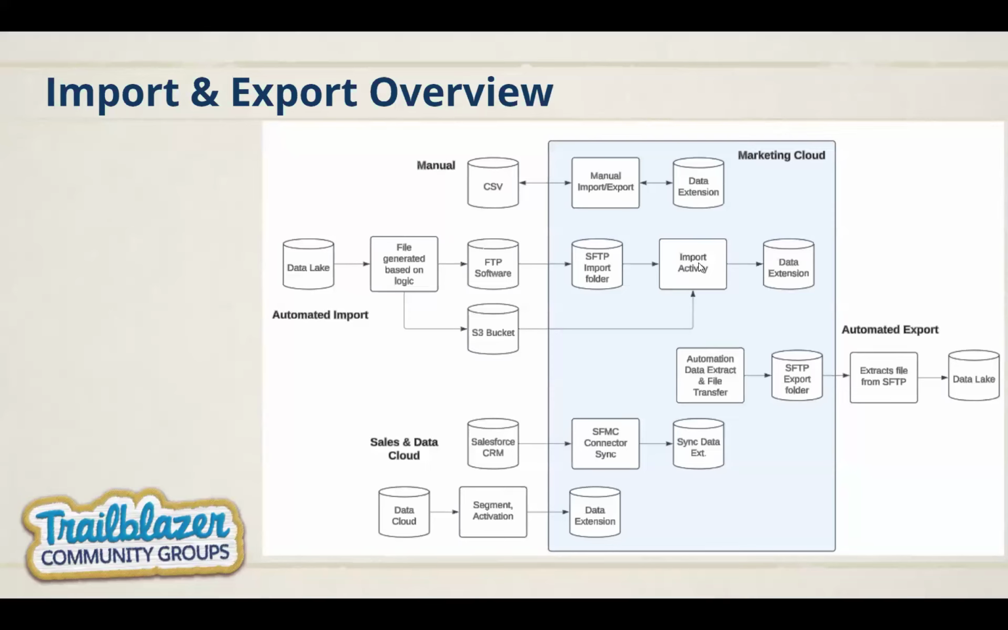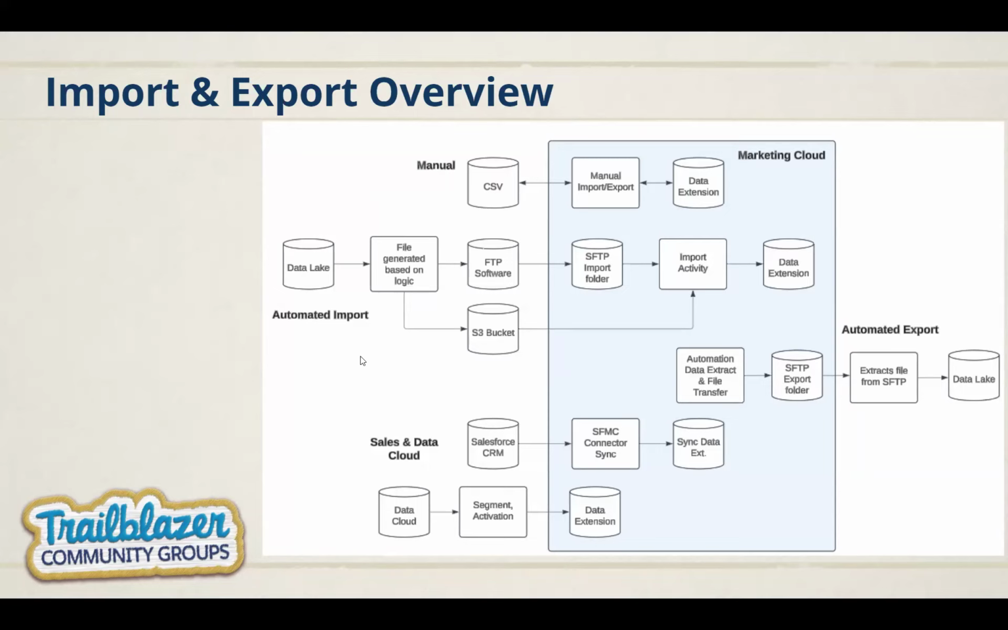Okay, so let's give an overview of the different types of import-export options that you have. At the top here, we've got the manual. We're probably all familiar with that, where you can take a CSV, usually, and import that into a data extension. You can also export a data extension to create a CSV. So those are the pretty straightforward ways to import data into Marketing Cloud.